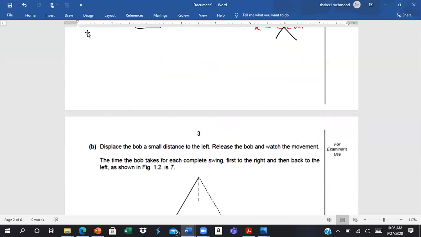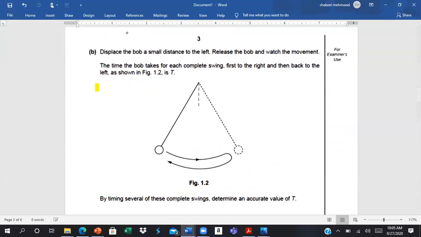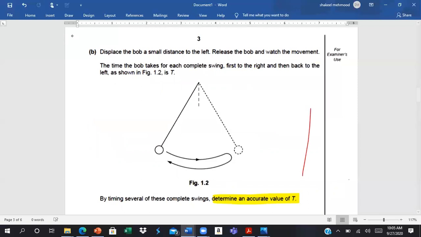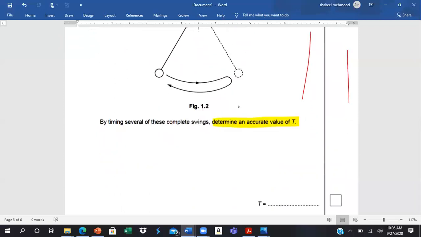Okay, let's move on. The next thing is you need to look for the time period of the pendulum, and it is said that you need to determine the accurate value of your time period. So the accurate value of the time period. Okay, how to detect the accurate value of the time period?